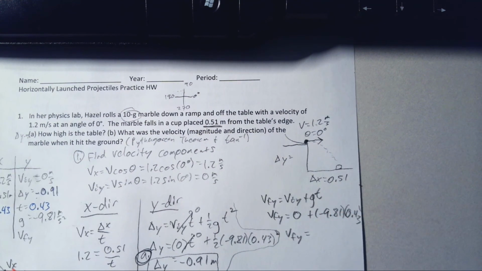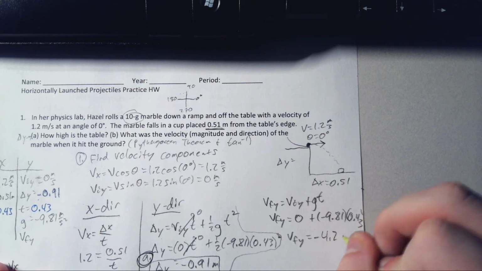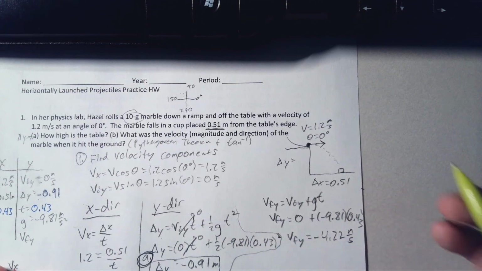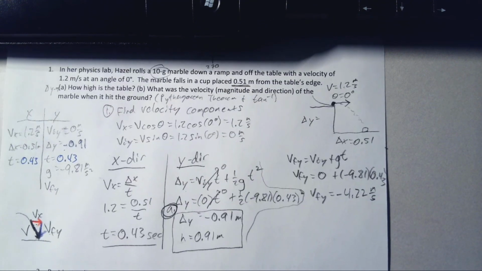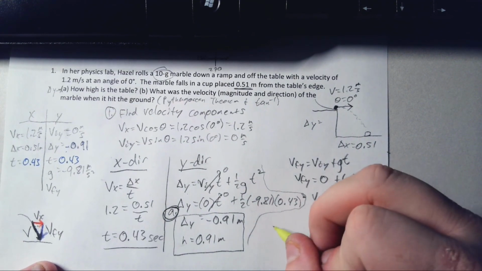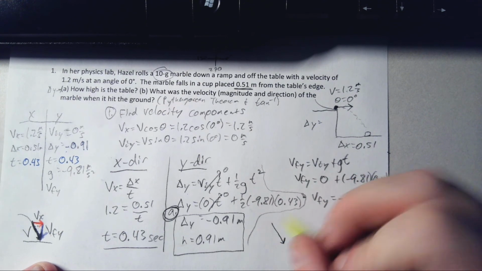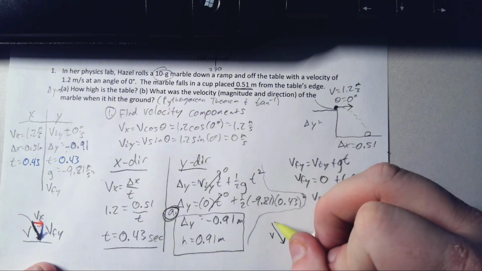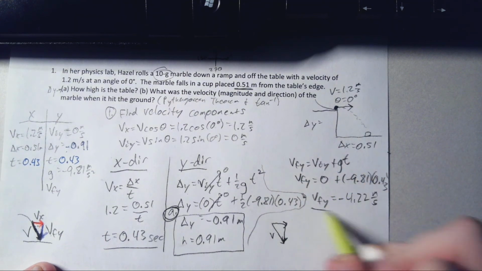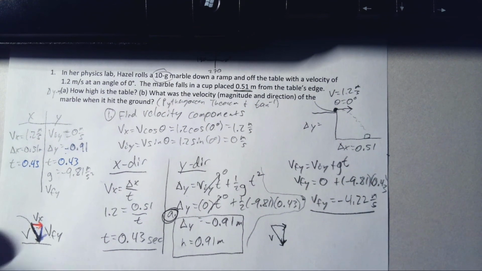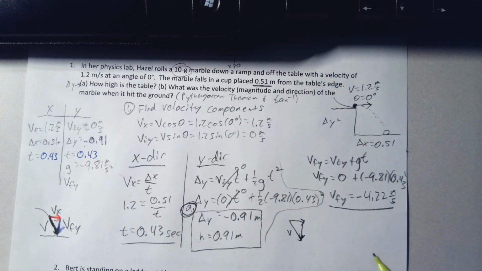Vfy is negative 9.81 times 0.43, negative 4.22, which makes sense because it's going down when it's hitting the ground here, okay? So in order to see this, we basically have a triangle where this is V, this is Vx, and this is Vfy. We just found Vfy, so the question is, what's Vx?